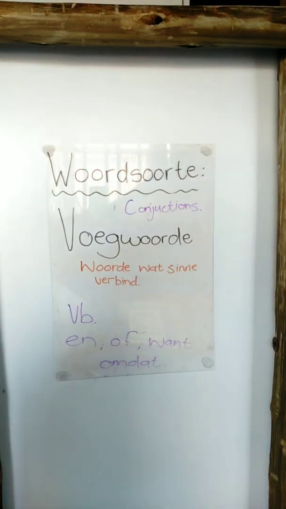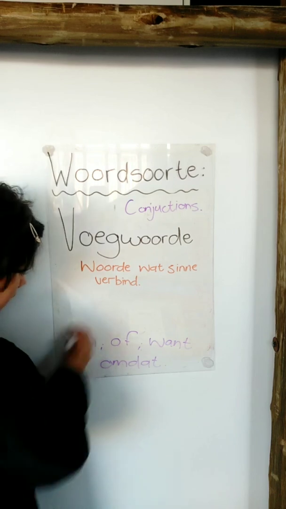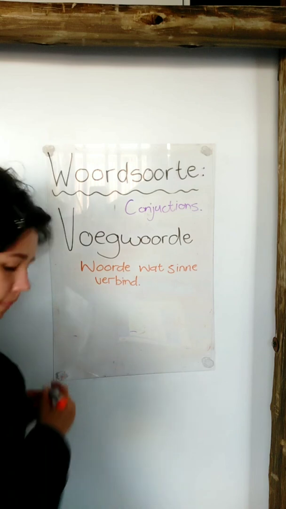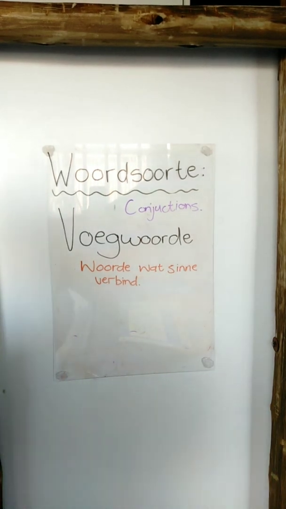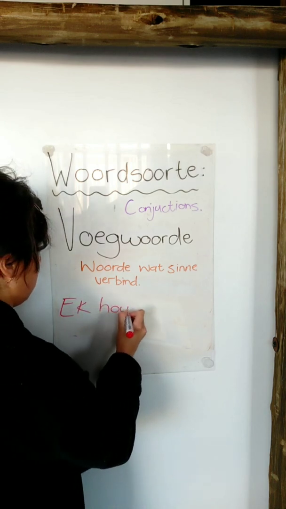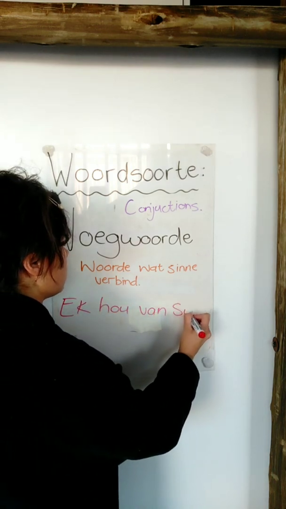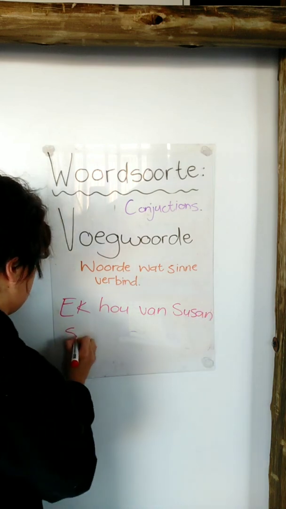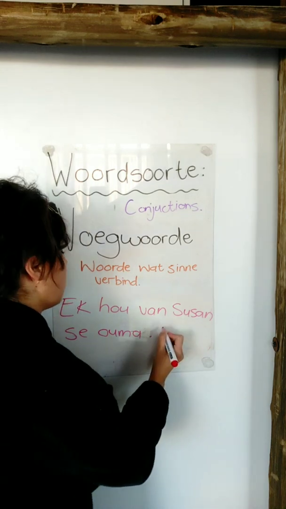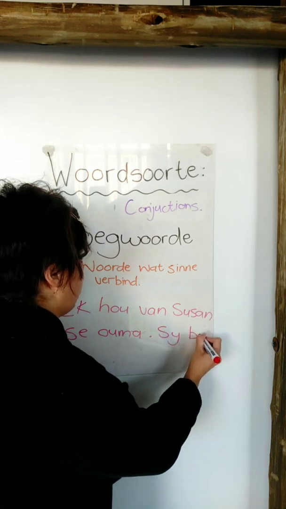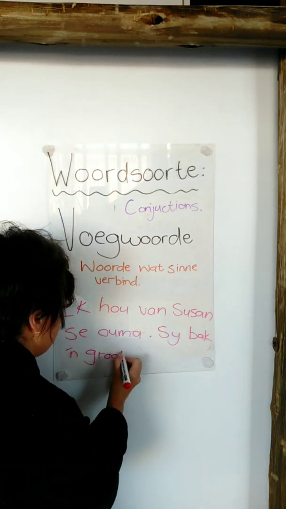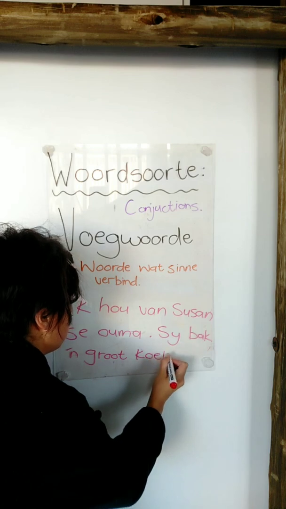Now let me quickly show you how we will ask this in a test. Okay. So I'm going to write down. Ek hou van Susan se ouma. Full stop. Sy bak 'n groot koek.